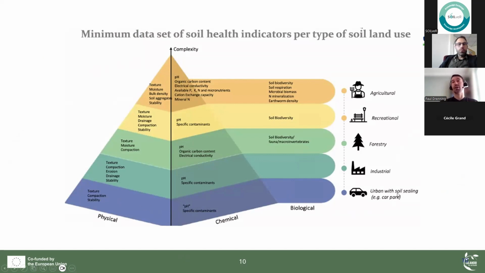So for a car park, there's really not much that we need to consider, mostly just contamination and texture for, say, geotechnical considerations. But in a more agricultural setting, we're obviously much more interested in this broader functionality picture. So I think this is a good conceptualization.